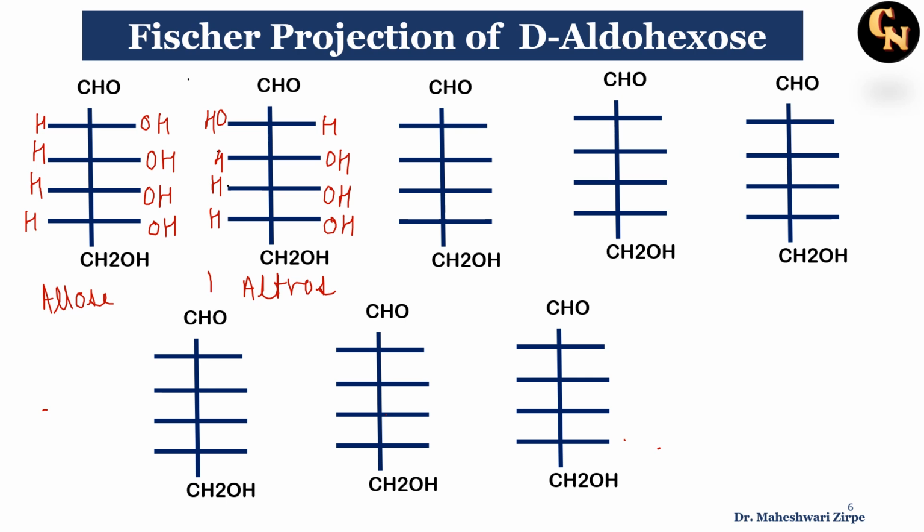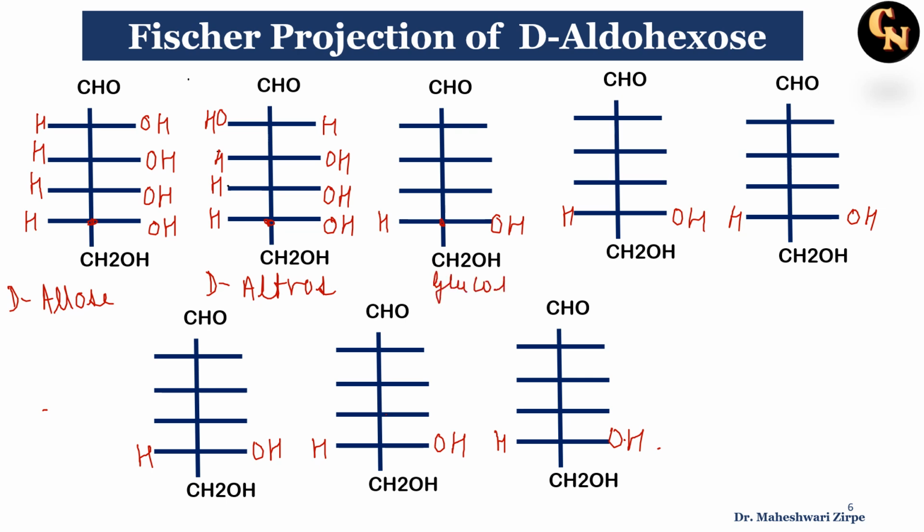Now all these configurations are of D. I will not write it again and again, because you can see the second last carbon has OH on the right hand side. Second last carbon OH is all on the right hand side, so all are D configuration. All 8 isomers which I have shown here are D configuration. So I have written on all the 8 isomers OH on the right hand side. Now the third structure we will draw is glucose.